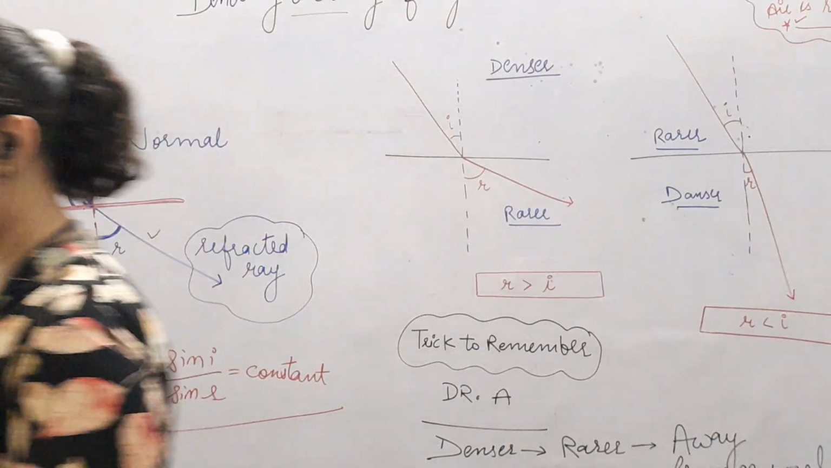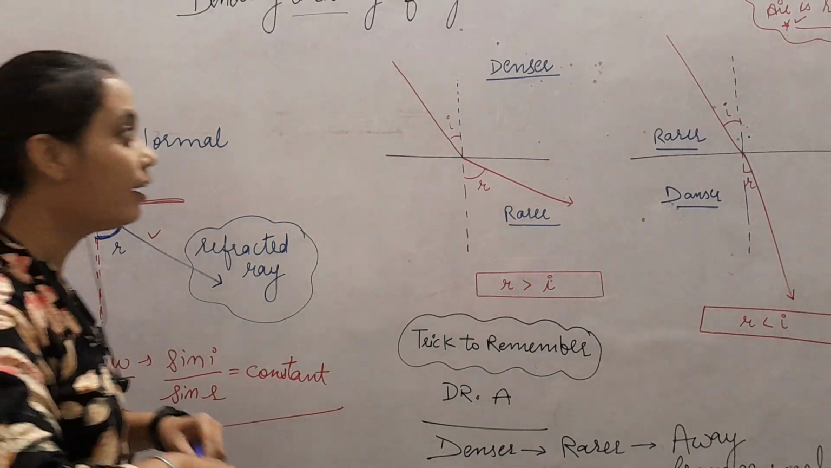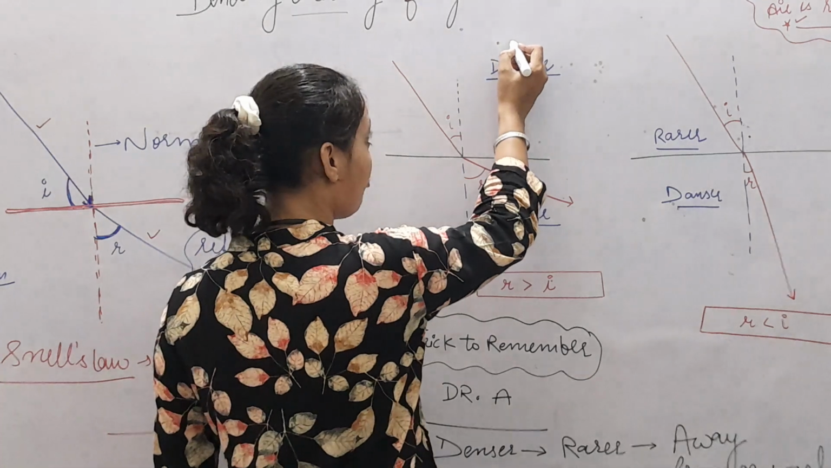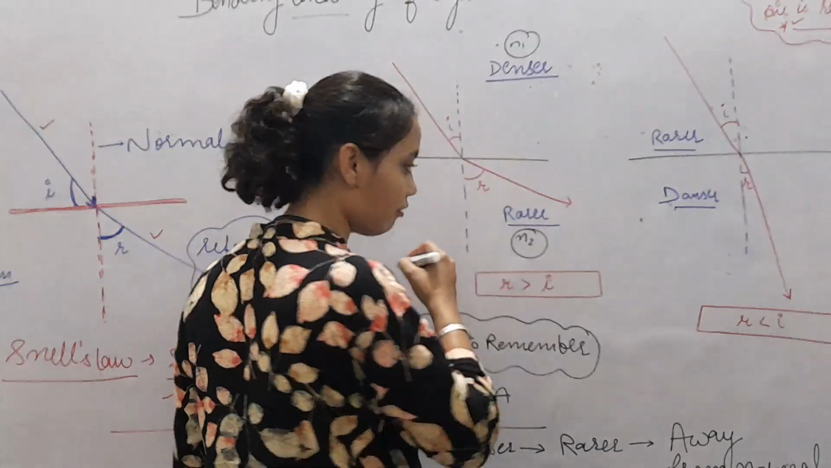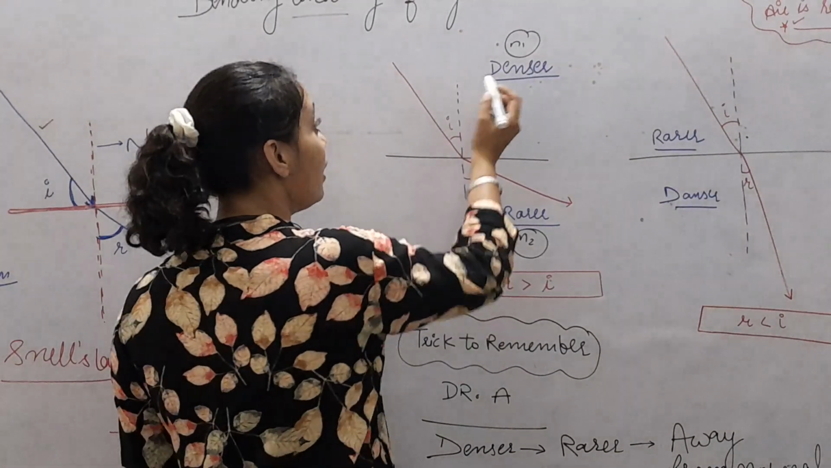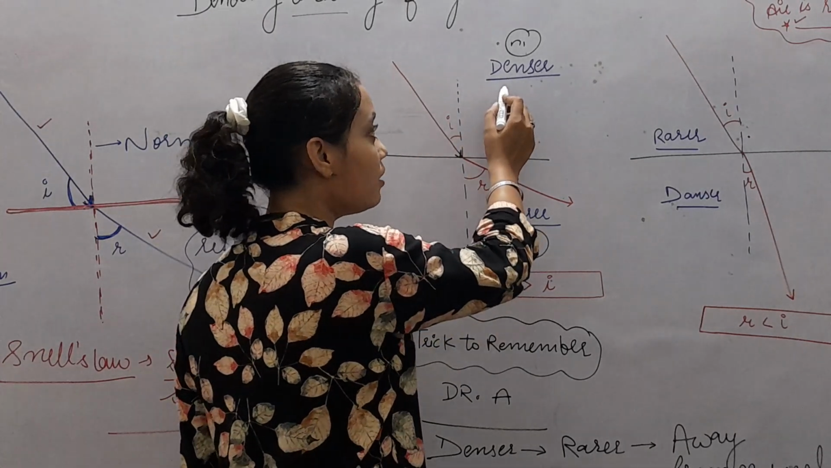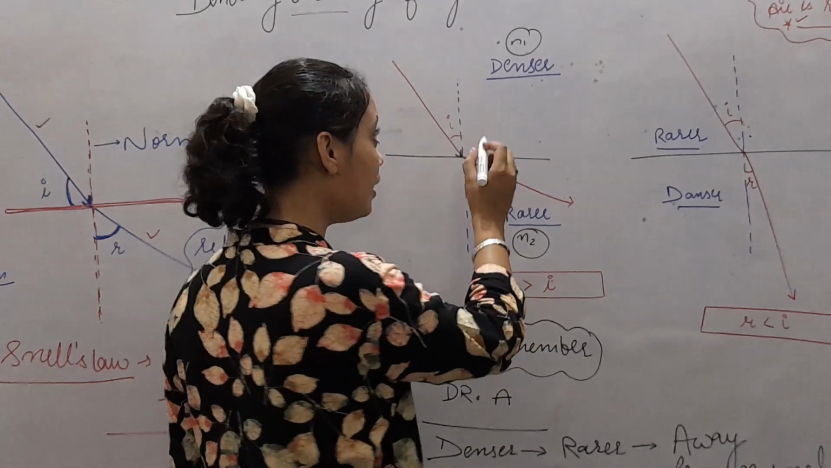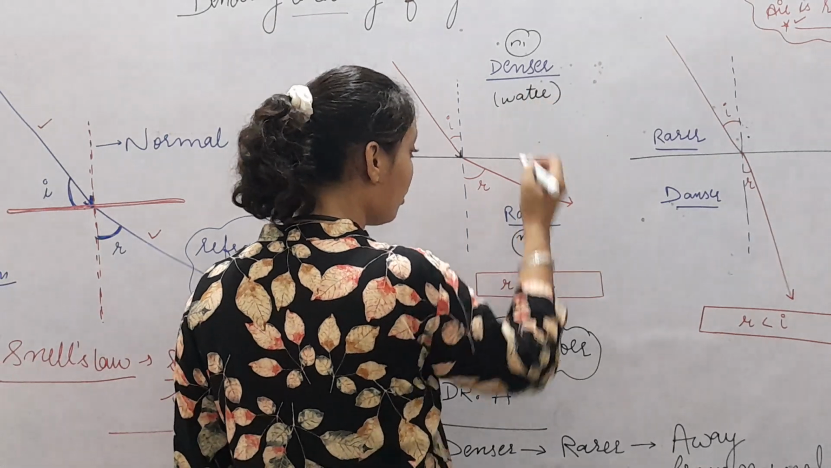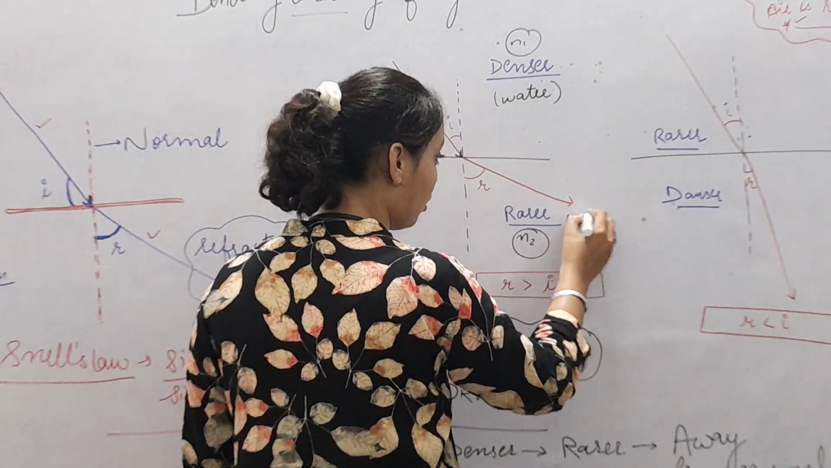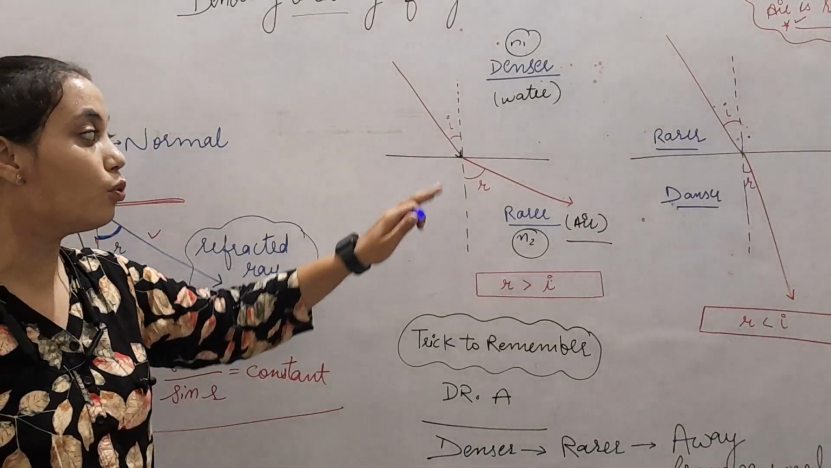Then move to the first case, when the light ray moves from the denser to the rarer medium. This is medium 1 having refractive index n1 and this is medium 2 having refractive index n2. But I said the incident light ray is moving from denser to rarer medium. What does it mean? The denser medium is water, and the rarer medium is air. You can understand it like this also: a ray of light moving from water to air.